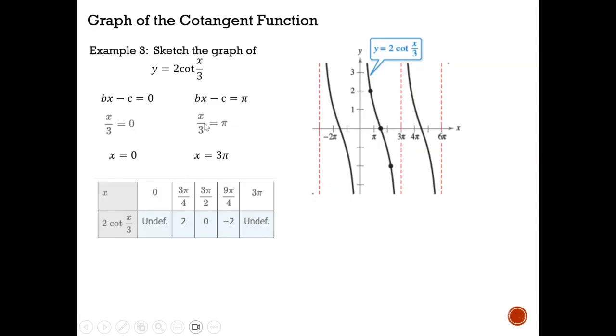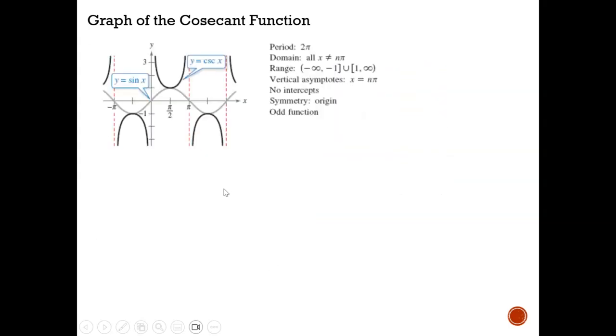So if you plug those in, say you plug 3 pi over 4 in for the x, and then you simplify and multiply by 2, the answer is 2. If we put 3 pi over 2 where the x is, and then multiply whatever we get by 2, it's going to give us 0. In similar fashion, if we plug in 9 pi over 4 where the x is, divided by 3, and then multiply by 2, it's going to give us negative 2. That's where you find those values.